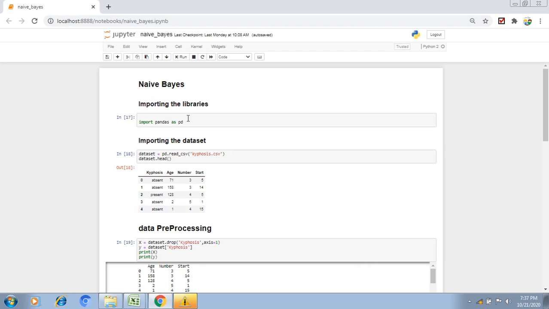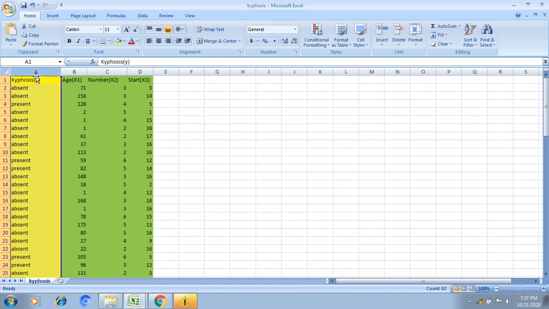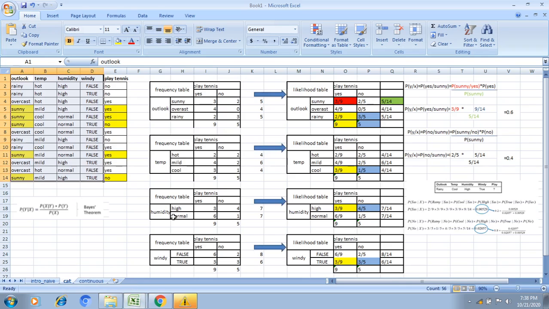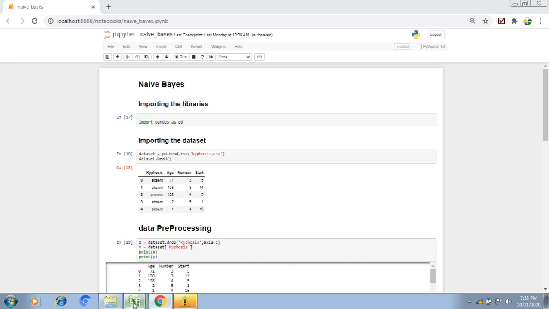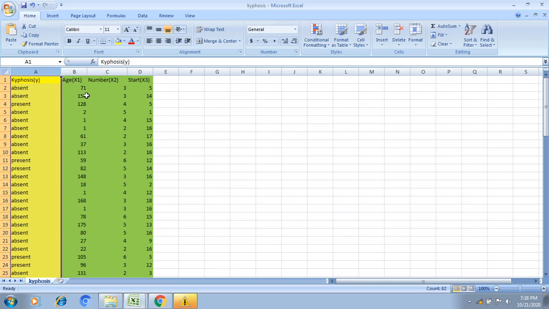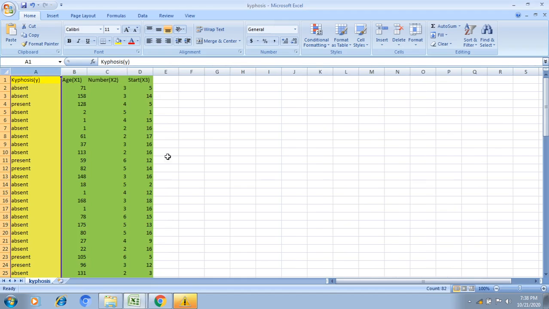Similarly, we can practically execute naive Bayes using one data set. Here I have one data set. It contains kyphosis as my target data, y data, and age, number, start as independent data. For a categorical independent variable, these formulas are used to calculate the prediction for training our naive Bayes algorithm. Because my independent variables are continuous, it will use the second example. It will calculate the mean and standard deviation, and from that the normal distribution. Similarly, we'll be calculating here.